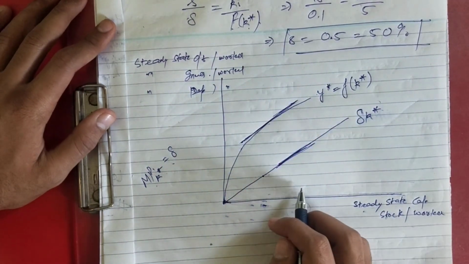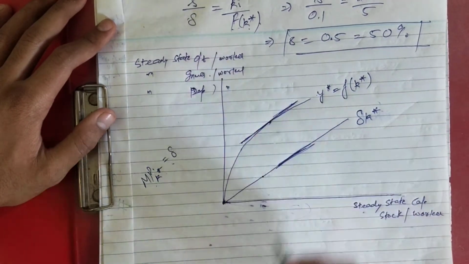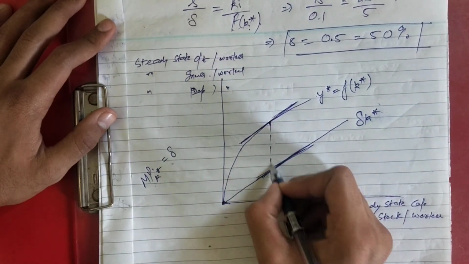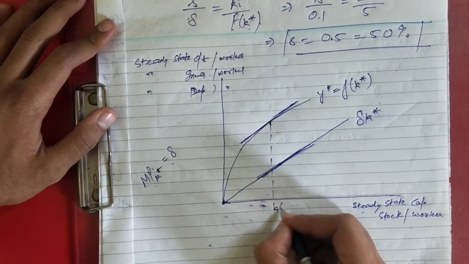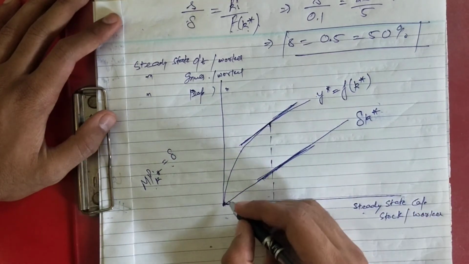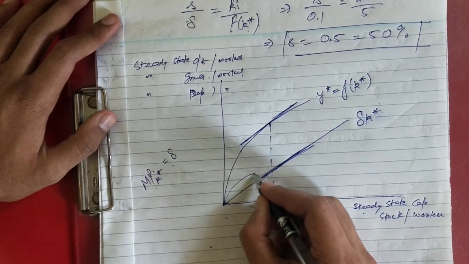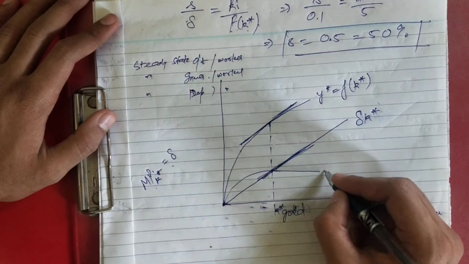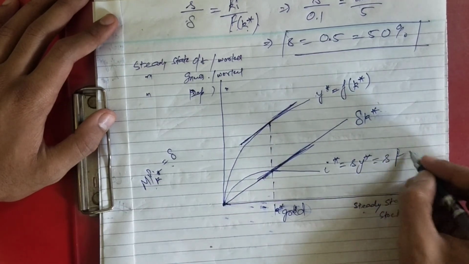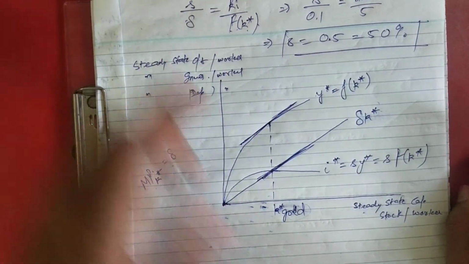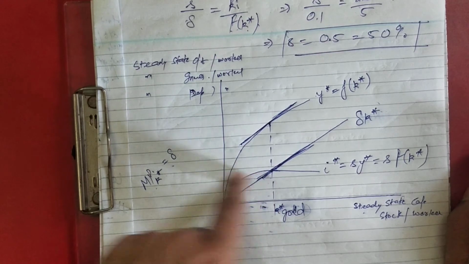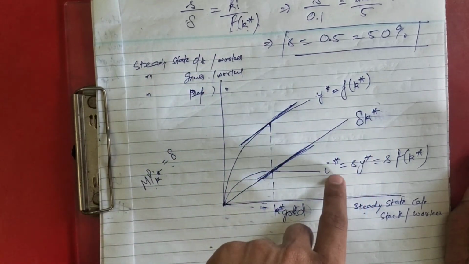So you got this value, right? At this point the slope is equal, so you can draw a line over here, and this is your K star gold. Now you have to pass I star also, so you can easily pass I star from this point. Make sure you are passing it from this point. I star is equal to s y star is equal to s f(K star). Okay, so this is your diagram. Corresponding to that you can calculate the value of depreciation. You have the saving rate which is supporting that K star gold.